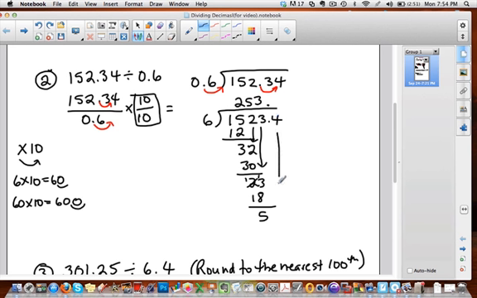Bring down the 4. 54, it divides in perfectly. 6 times 9 is 54. So my answer is 23.59.